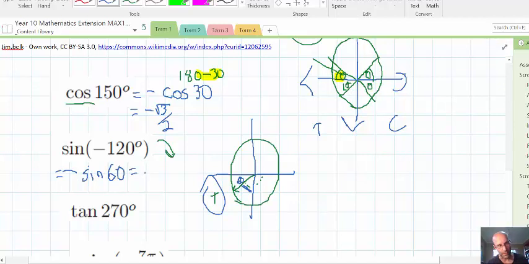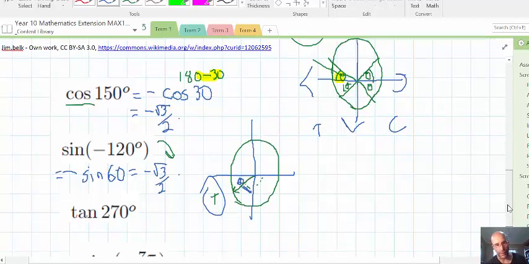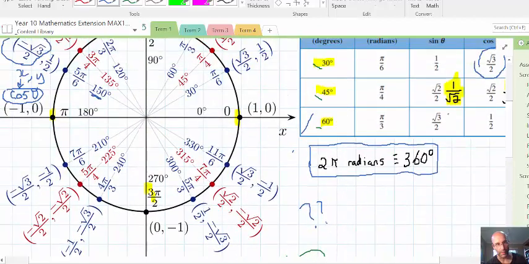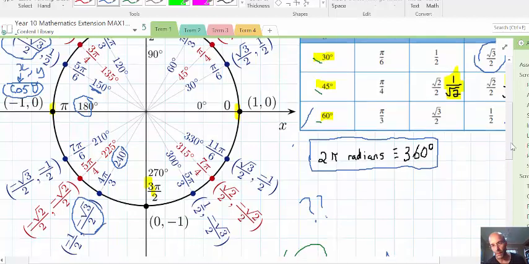Sine of 60 is root 3 on 2 from the table, so the answer will be negative root 3 on 2. Interesting that it's the same answer as the one above. There is a reason for that. If we look at the angle negative 120, or 60 below here, so 180 plus 60 is 240, so we're looking at that one there, and we were just working on sine. Sine is the y value, and so we did get negative root 3 on 2, so that's good.